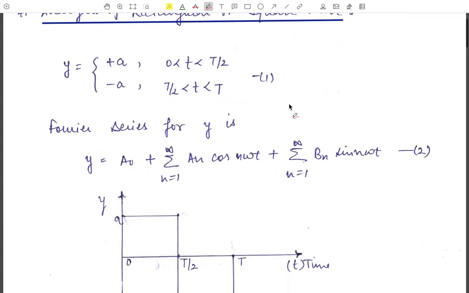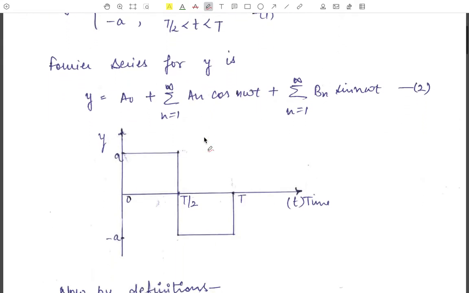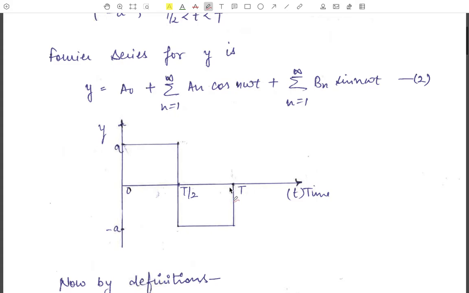So let us define the function y. From time 0 to T/2, the value of y is plus A, and from time T/2 to T, the value of function y is minus A, as it is shown in the diagram. From 0 to T/2, the value of y is plus A, and from T/2 to T, the value of function is minus A.